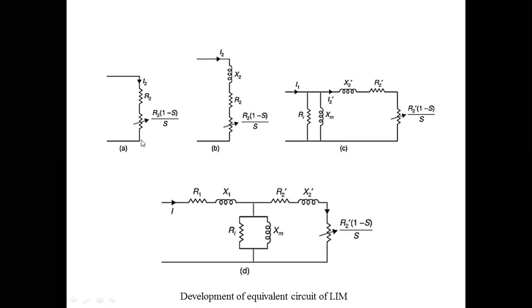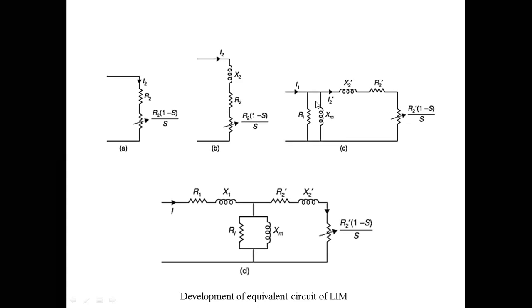But now here we considered R2, the secondary resistance at a standstill condition, and also the output power of the motor. And next one, the leakage reactance X2 value in the B diagram. Next, X2, R2, and R2 times (1 minus s) by s is the output power of the motor, and I2 is the secondary current.